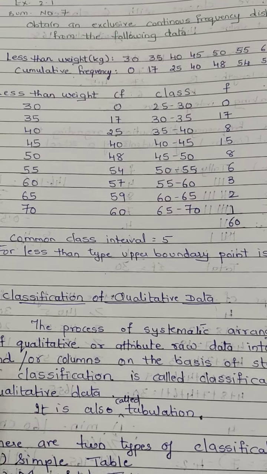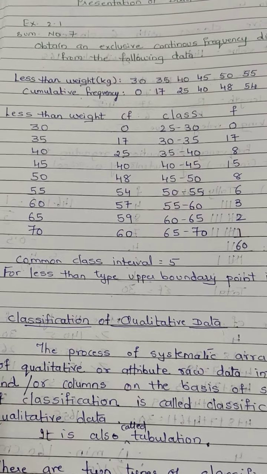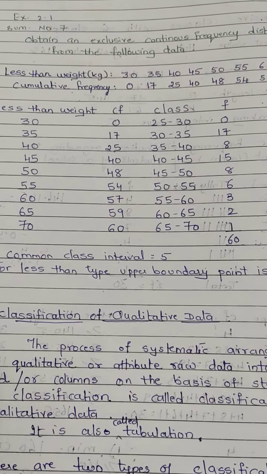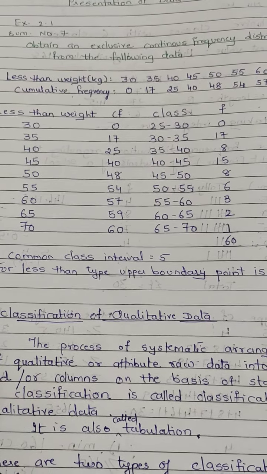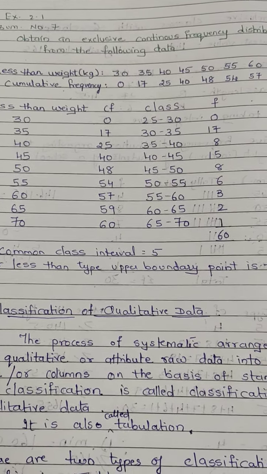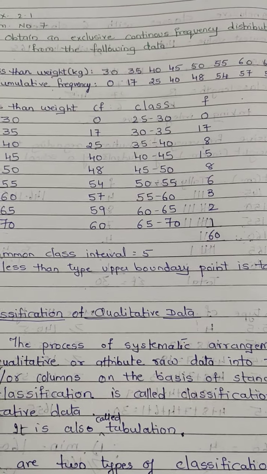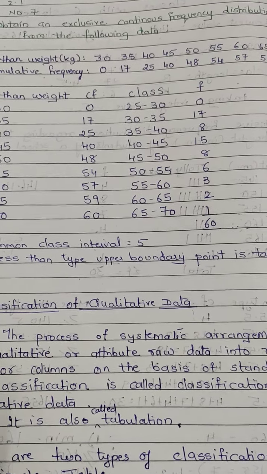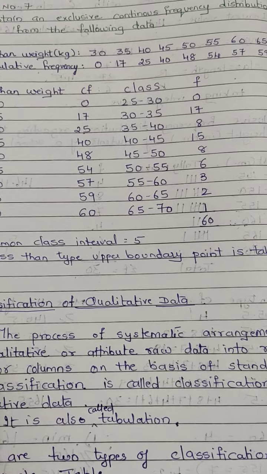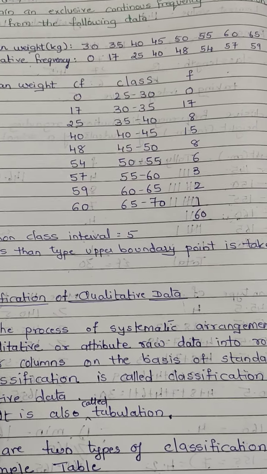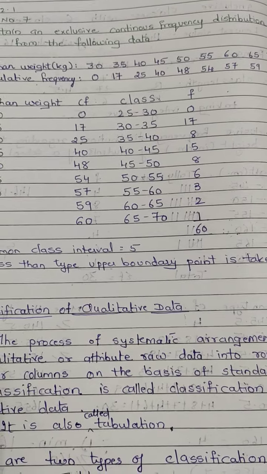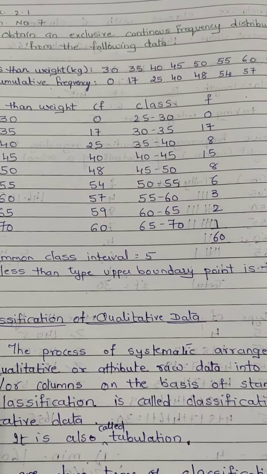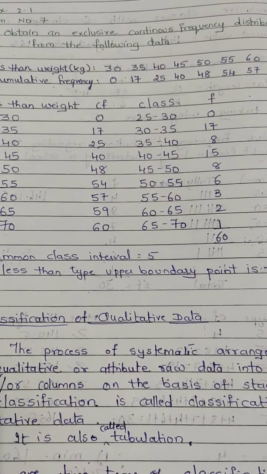Now if you see over here, less than weight in kg is given, observations here 30, 35, 40, 45, 50, 55, 60, 65, 70. You can all see that the common class interval is 5, and this is less than type of cumulative frequency distribution. So these are your upper boundary points. CF, that is cumulative frequency, means up to the given observation the frequency is being added.